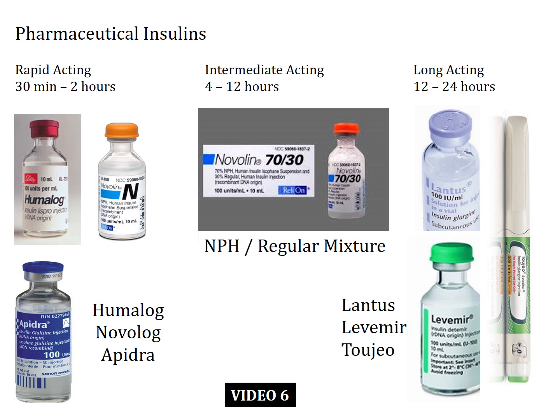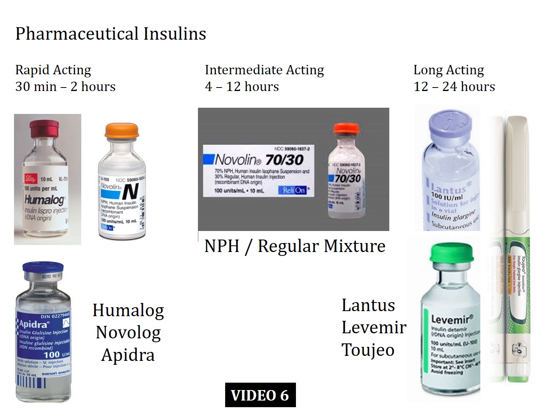And here they are. So we've got Humalog, Novolog, Apidra. Those are rapid-acting human insulin analogs. They start within 30 minutes and last for about 2 hours. We have an intermediate-acting insulin referred to as NPH. So that acts somewhere between 4 and 12 hours. And then we have some long-acting insulins that can last as long as 12 hours or more. Lantus, that's the glargine. Levemir, that's detemir.